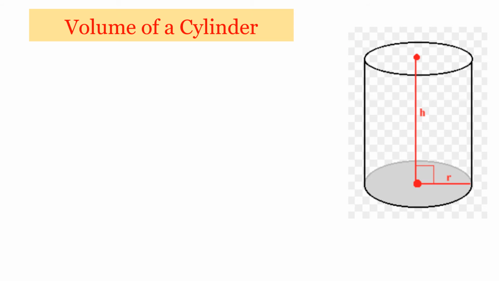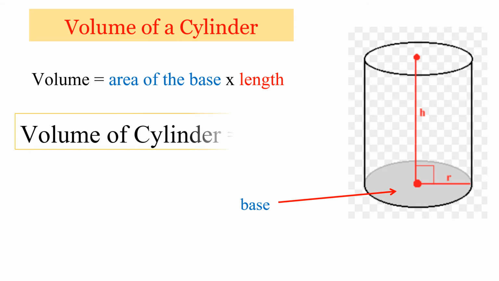Now let's move on to volume of a cylinder. To solve for the volume, so that you can remember it, it is equal to the area of the base times the length or the height. Do remember that the base is a circle, so ask yourself, what is the area of a circle? It is equal to pi r squared, and then times the height. So the volume for any cylinder is equal to pi r squared h.